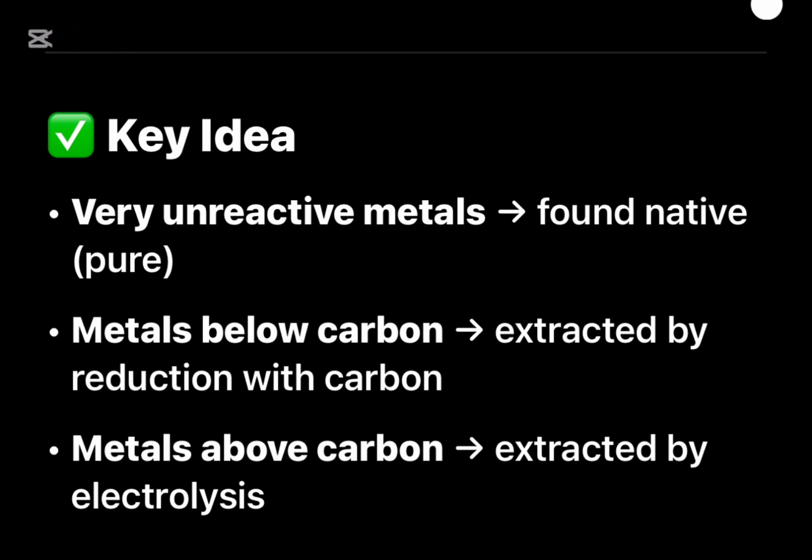What this is trying to say is that, first, metals that are unreactive are not extracted, meaning they can be found naturally. Secondly, metals below carbon are extracted by reduction with carbon, while metals above carbon in the series are extracted by electrolysis. Now let's take a look at the series one more time so we can understand that perfectly well.